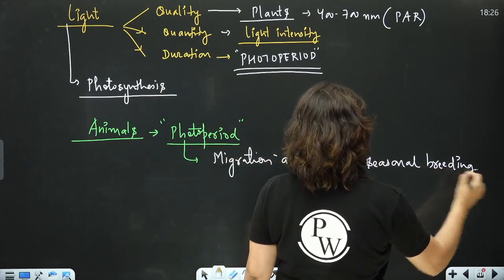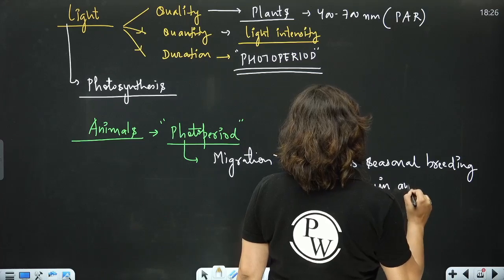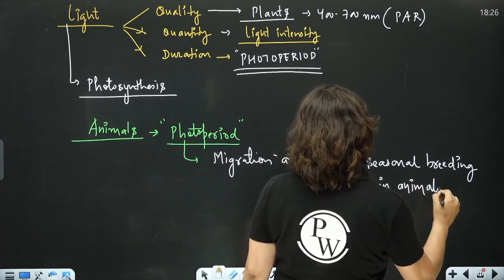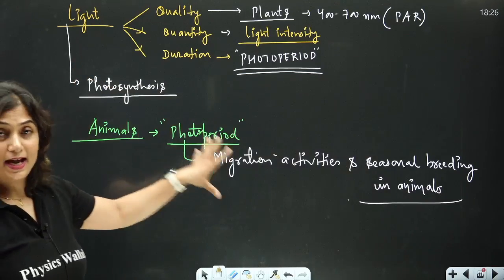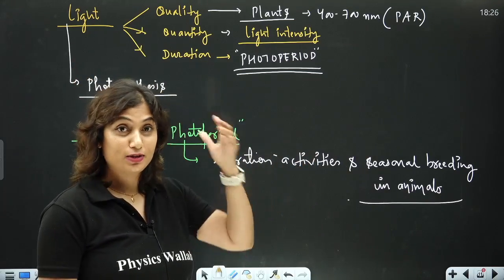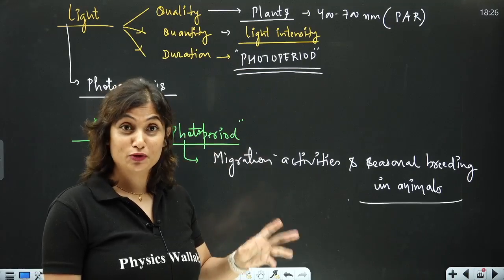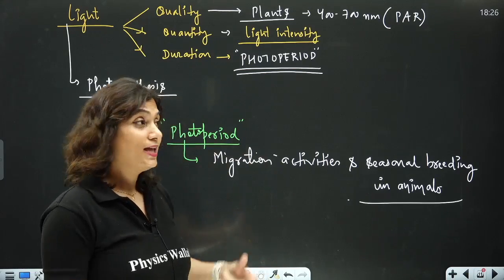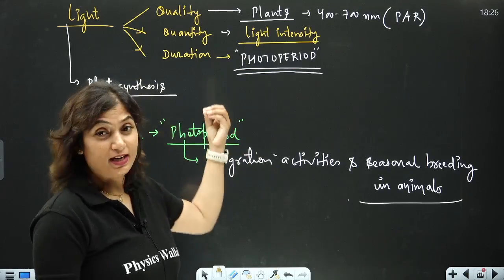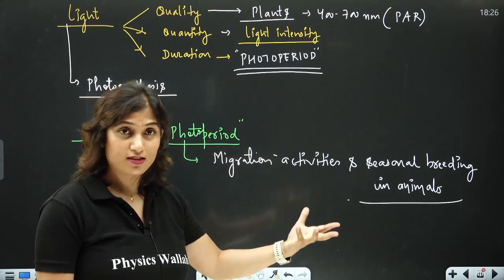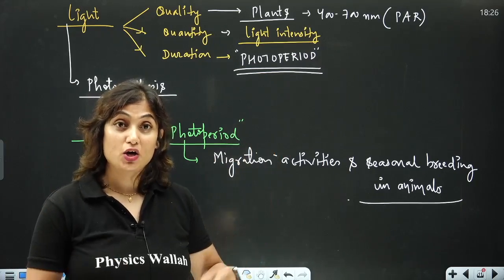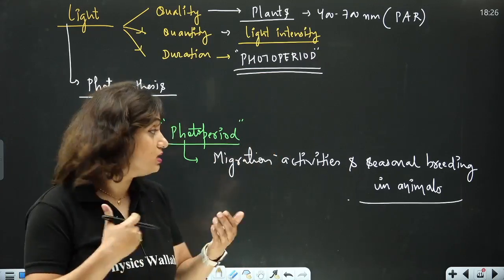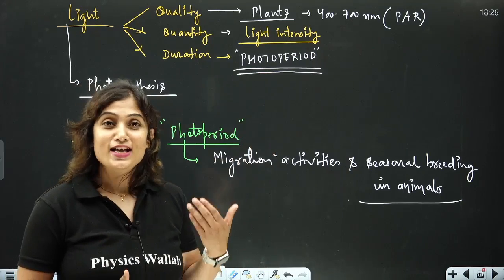And seasonal breeding in animals. Okay. So photoperiod, light is very important for both plants and animals, because plants require light for photosynthesis and for flowering. They are dependent on the light intensity for photosynthesis, and animals are also dependent on the duration of light, because their migration activities and their seasonal breeding are dependent on the light.